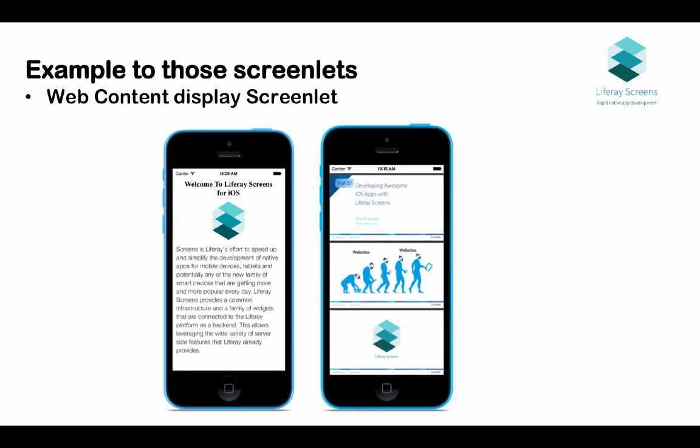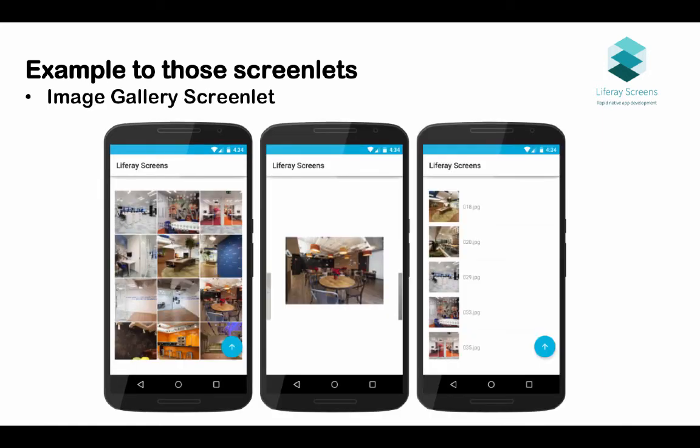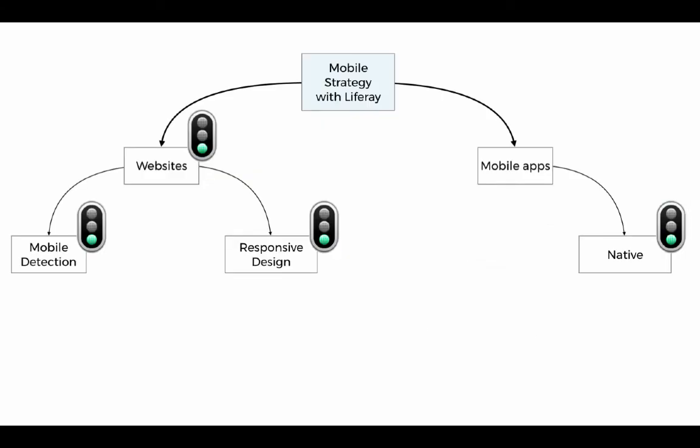So let me give you some examples of the screenlets that I was talking about. The first one is the web content screenlet, as you can see on this screen, which shows web content from Liferay in your native application. Also, we have the DDL form screenlet, which shows dynamic forms from Liferay in your native application. Also, we have the image gallery screenlet, which shows a list of images from a folder inside Liferay document repository. So let's have another checkpoint here. If you want to build a native application on Android and iOS devices, we provide Liferay screens for that.